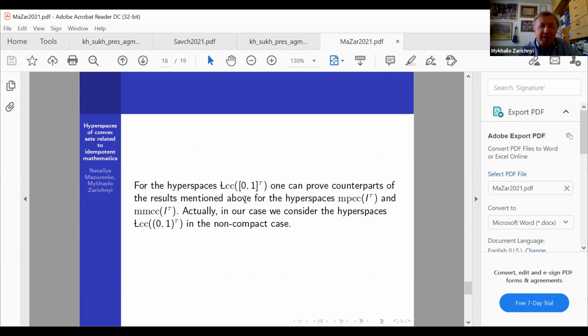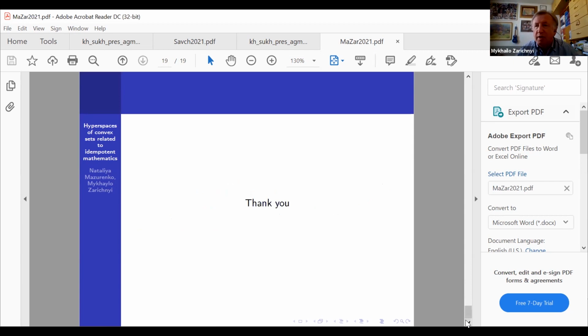And for these hyperspaces, one can prove the counterparts of the results mentioned above, and consider these results in the non-compact case. We do not use R here, but simply the open segment 0,1 to the power of tau, and my time is over. I want to thank you very much for your patience.